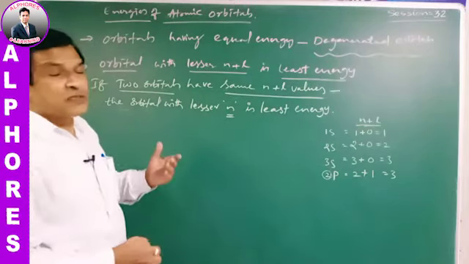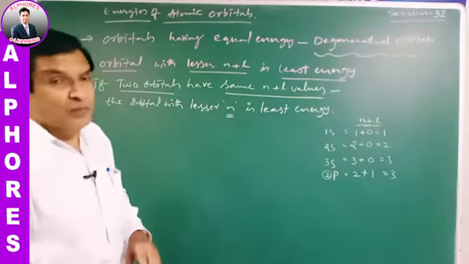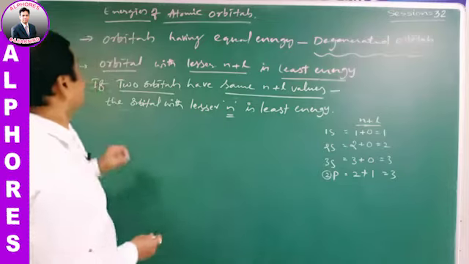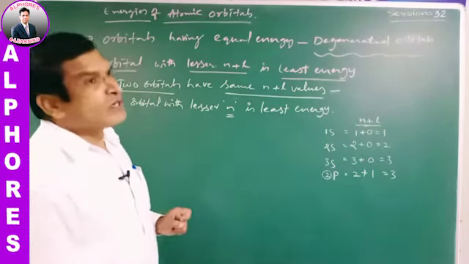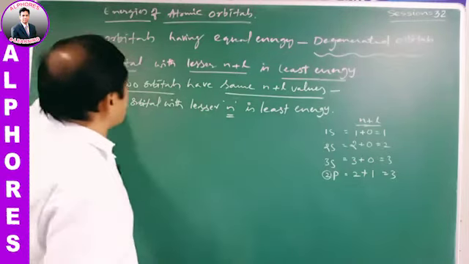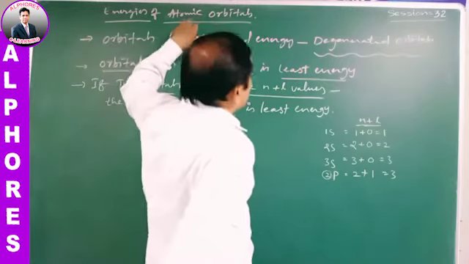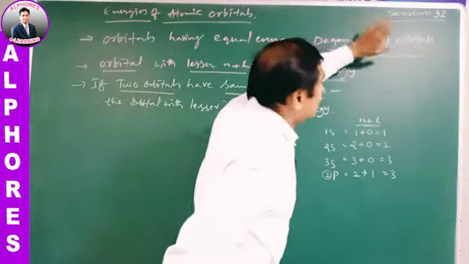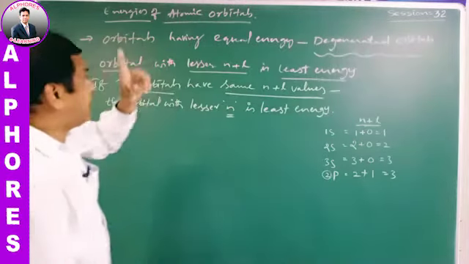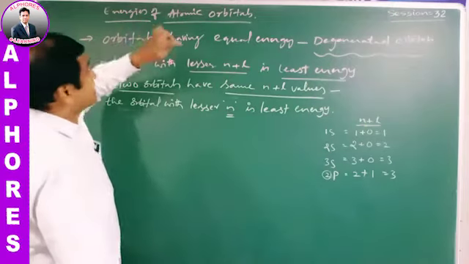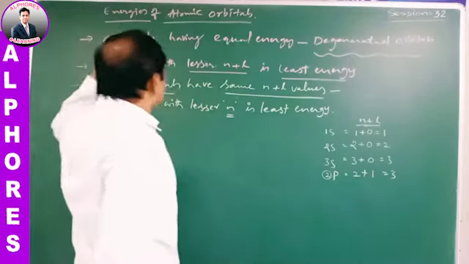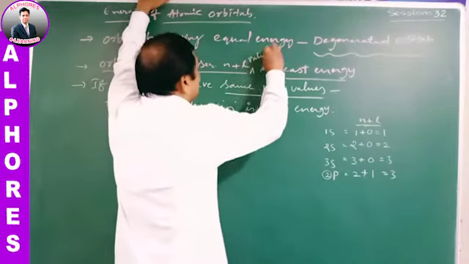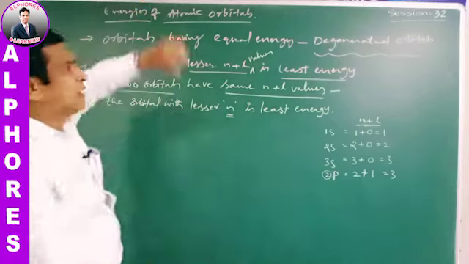Okay, the energies of atomic orbitals are essential to write the electron configuration of elements. First, once again, what are degenerate orbitals? Degenerate orbitals are orbitals having equal energy. Identical energy orbitals are called degenerate orbitals. You should remember the points clearly. Then the orbital with lesser n plus l value is the least energy orbital.